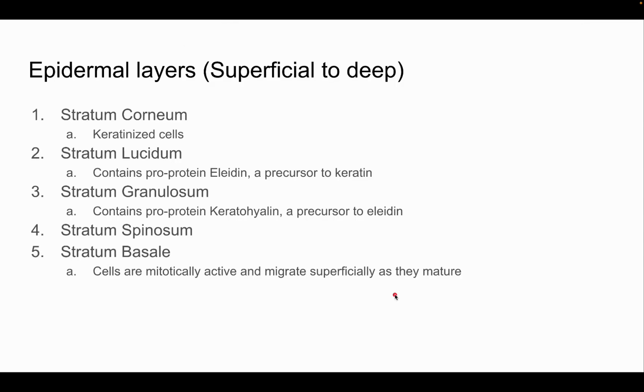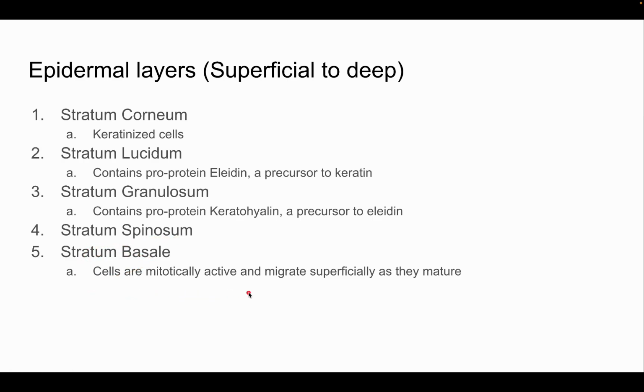Okay. So epidermal layers, let's go more in depth. Superficially to deep, stratum corneum are going to be keratinized cells, except they have no nucleus, and therefore they are dead. So they are enucleate or anucleate. Stratum lucidum is going to contain a proprotein or an immature protein, eleidin, which is a precursor to keratin. And then naturally, stratum granulosum is going to contain another proprotein, keratohyalin, a precursor to eleidin and keratin. The stratum spinosum is going to be below that, and it's going to have spiky little cells.